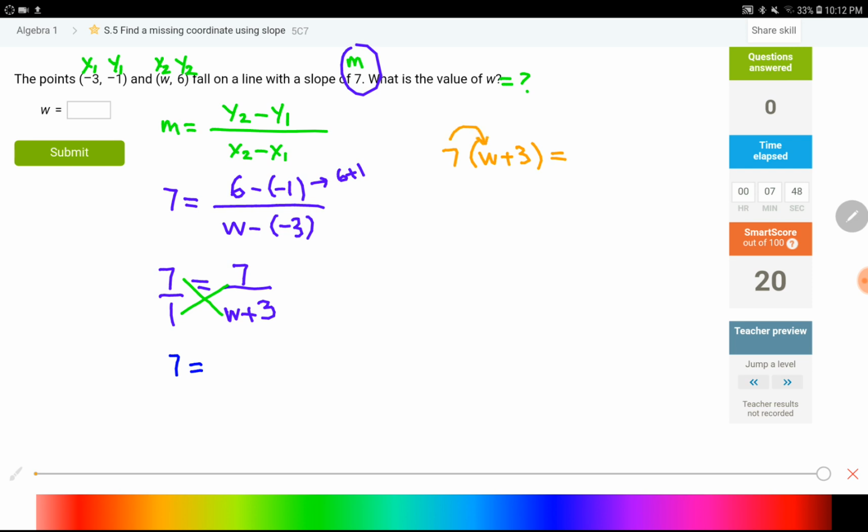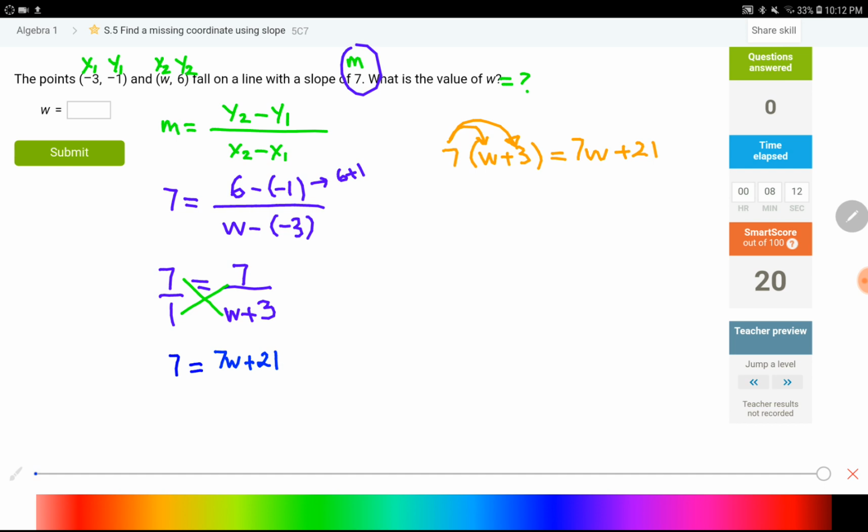You need to distribute 7 into w and 3. 7 times w is 7w, and 7 times positive 3 is positive 21. So that goes into the right side of my answer, 7w plus 21.